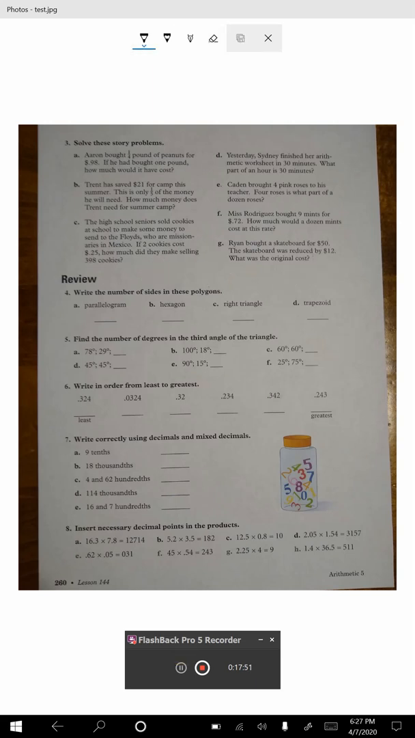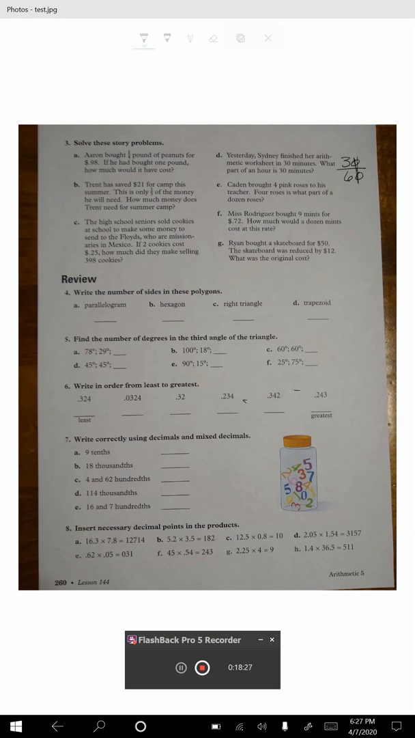All right, yesterday's, oh, these get really easy by the way, and the reason I know that is because it's kind of like the 4th time I've done this. Yesterday, Sydney finished her arithmetic worksheet in 30 minutes. What part of an hour is 30 minutes? Well, most of you probably can tell me right in your head how much of an hour 30 minutes is. But if you're not sure, you could put 30 over 60, which is how many minutes are in an hour. Get rid of those zeros, reduce 3 6s, and I'm not even going to tell you that answer because I know you know it. All right, Caden bought 4 pink roses to his teacher.